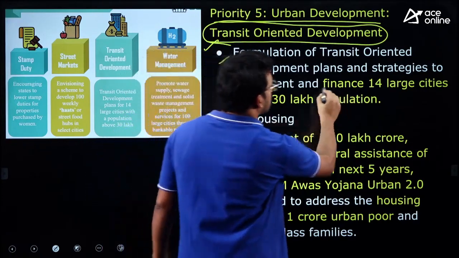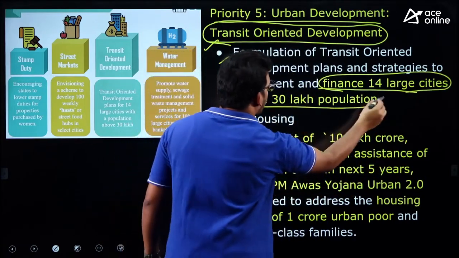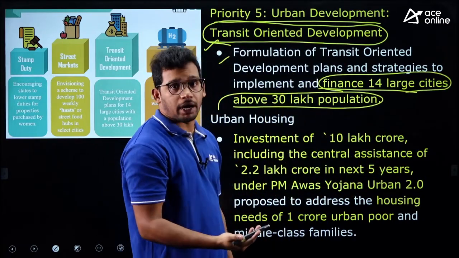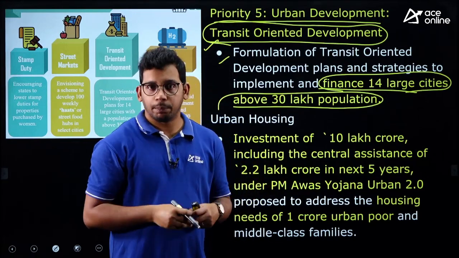For this, the government is going to target 14 large cities with above 30 lakh population like Delhi, Hyderabad, Bengaluru. Bengaluru traffic is a huge problem now for those people who are working there.